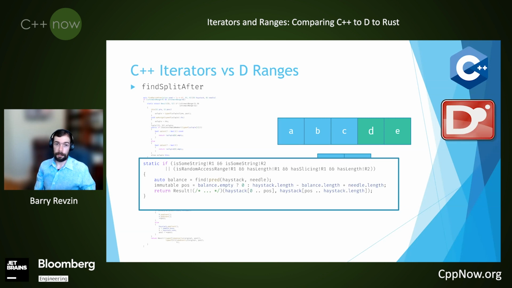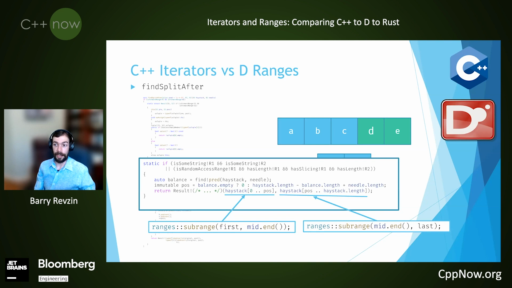And this very simple implementation is quite reminiscent of what we had in C++. In particular, haystack from 0 to pos is very much the range's subrange from first to mid, not end. And haystack from pos to the end of the haystack is, again, range's subrange from mid, not end to last. So in this particular case, in our happy case, when we can use indices, the D and C++ implementations are basically identical. But as soon as we're not in that happy case and we want to deal with bidirectional or maybe even only forward iterators, we have to write this bespoke thing every time. So it ends up being more work for us.